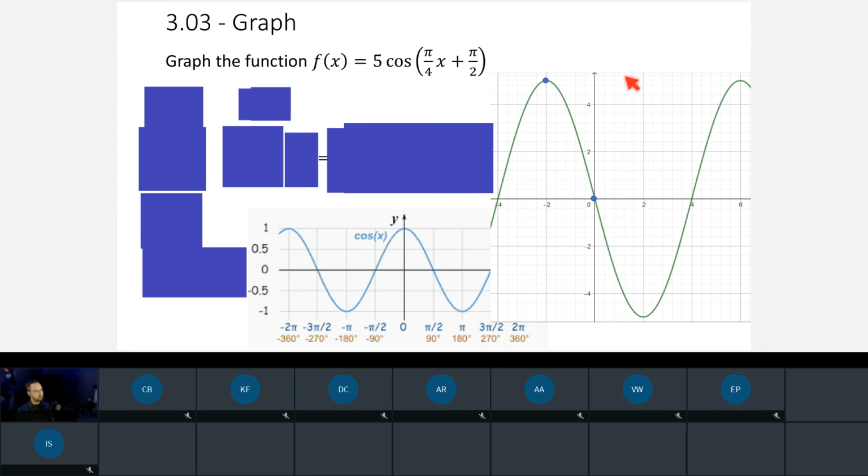Okay. So you could just type it in Desmos or GeoGebra and see what it looks like, and that's probably the easiest way to do it, right? Or we can actually figure out what the shifts are. We know the amplitude is 5, so we know it has to go up to 5 and down to -5, right? So that has to be true. Up to 5 and down to -5.